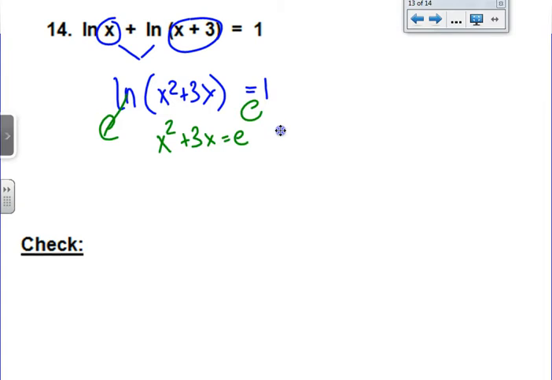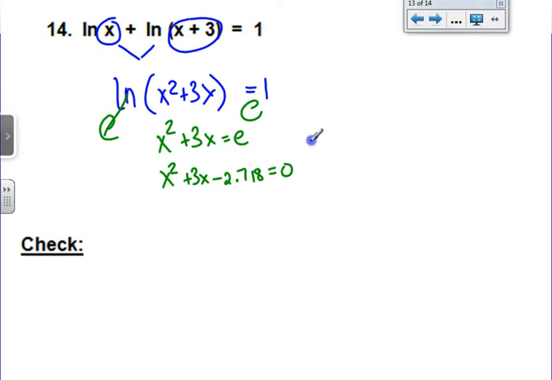Now, e is a number, and if you went ahead and typed in e, or e to the first power on your calculator, you'd find out what number it is. It's 2.718 roughly. So we end up with x squared plus 3x, and then I'm going to go ahead and subtract it over and say minus 2.718 equals 0. Now we're going to have to solve this quadratic.